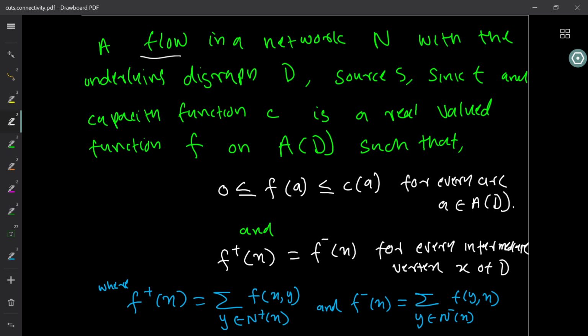So what do I mean by f⁺(x)? It is basically the sum of all the outgoing flows, the sum of all f(x,y), where y is in the out-neighbors of x, and f⁻(x) is the sum of the incoming flows, f(y,x) for all y in the in-neighbors N⁻(x). So if f⁺(x) equals f⁻(x) for every intermediate vertex, and the capacity constraint is holding, then we say such a function is a flow.